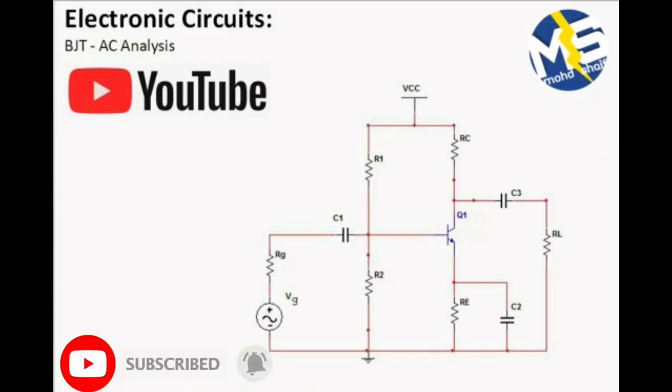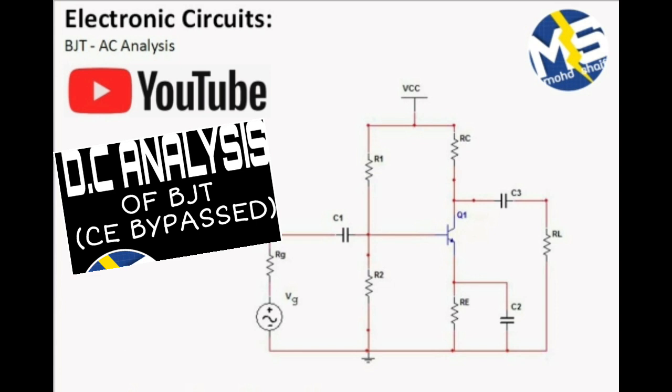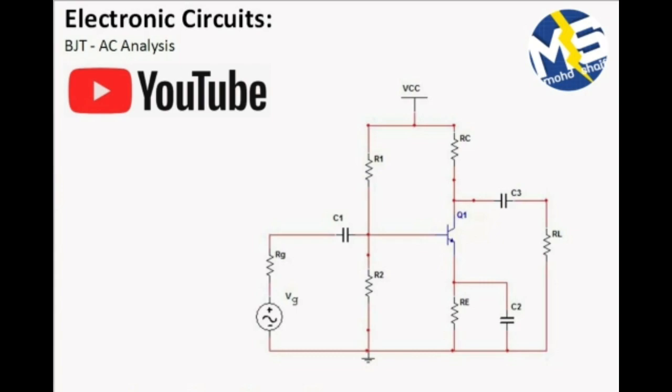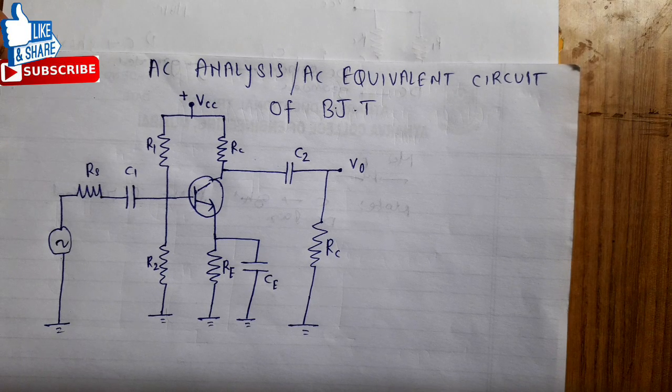So in this presentation we will see AC analysis of BJT, that is bipolar junction transistor. I hope you all are aware of DC analysis, which I have already explained in my previous lecture. If you have not seen it, I have given a link in the description of this video. You can go and check it out. So let's take a quick view of AC analysis. In this video I will explain AC analysis, or the AC equivalent circuit, for a given BJT circuit.